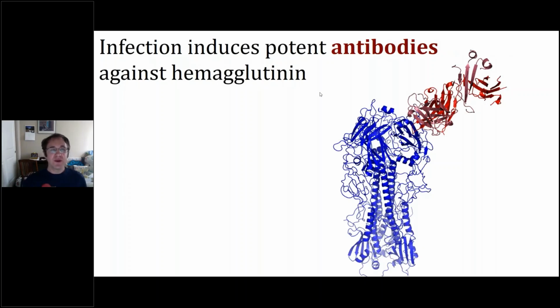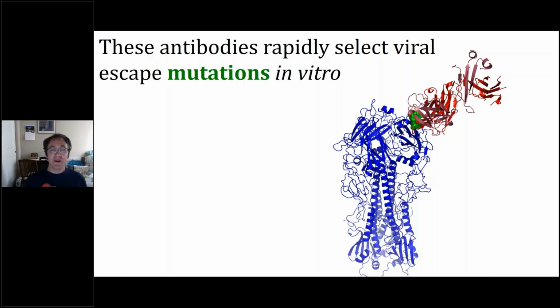It's been appreciated for a very long time that infection with influenza induces very potent antibodies against this hemagglutinin protein. One of these antibodies is shown here in red. And these antibodies tend to bind up here on the top, or what I'm going to call the head of this molecule. And it's also now been appreciated for many decades that if you take a virus that has a hemagglutinin that's bound by a single monoclonal antibody like this, and if you grow that virus in the presence of the antibody, you will rapidly select viral escape mutations, like these mutations to the virus at these sites shown here in green, that abrogate the antibody binding and allow the virus to survive neutralization by that antibody.